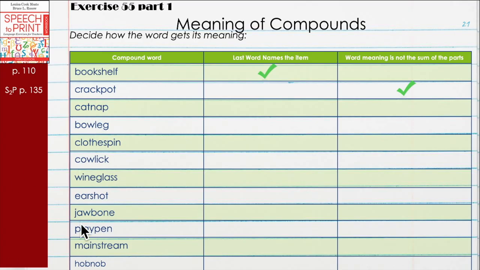So now you're going to take a minute, you're going to pause, you're going to ask yourself, okay, does the last word tell you what the item is, or is this one of those compounds that's not a sum of its parts?